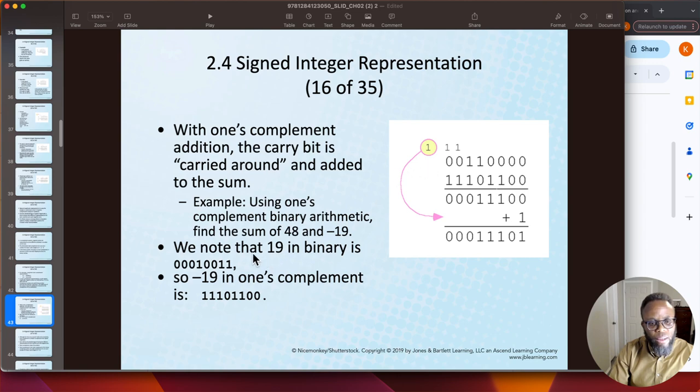Okay, so we note that 19 in binary is this. So negative 19 in ones complement is this. You see, you just flip those bits. 1, 1, 1, 0, 1, 1, 0, 0. Okay, that's what this is right here.